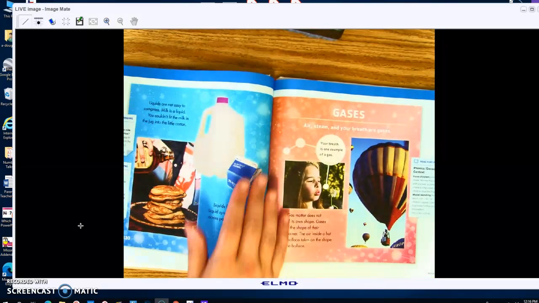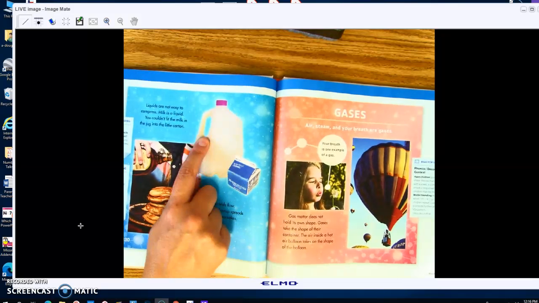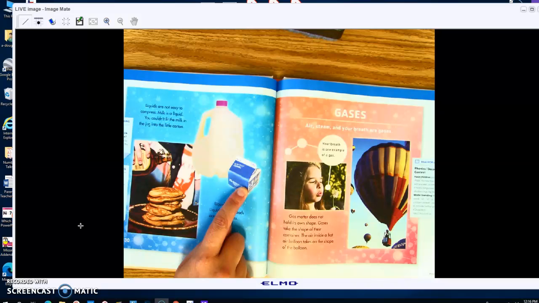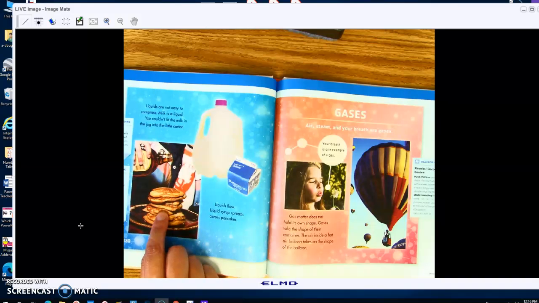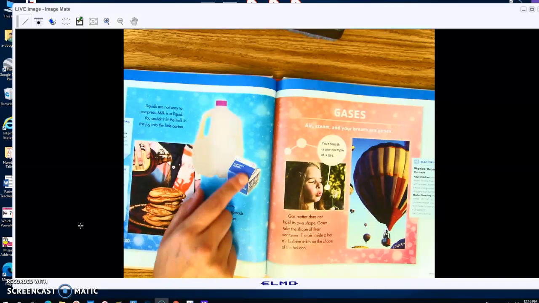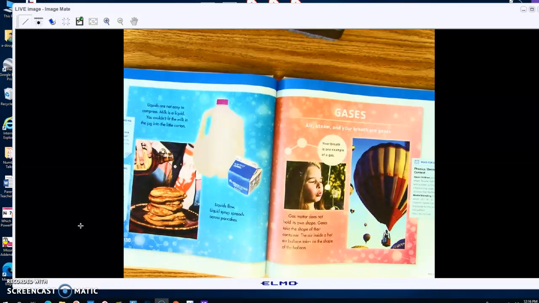Liquids are not easy to compress. Milk is a liquid. You couldn't fit this whole thing of milk in this little carton, could you? No. Liquids flow. Liquid syrup spreads across pancakes. So why couldn't you fit this thing of milk into this little container? Let's use our schema and what the author told us. Gracie?